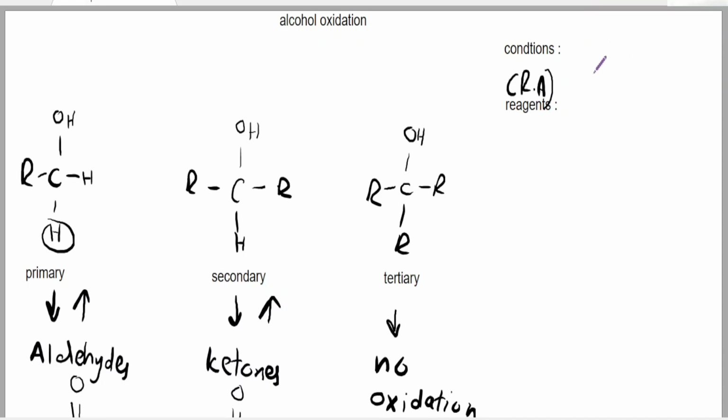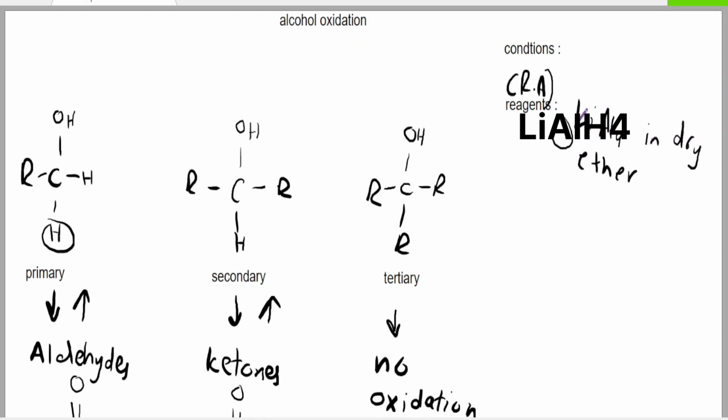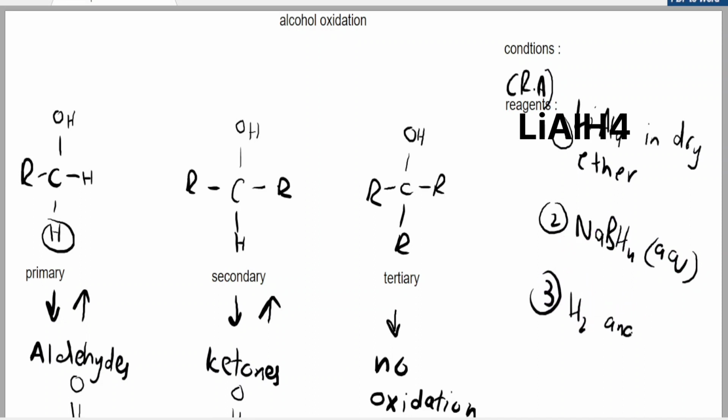The first one, which is the most popular, is lithium aluminum hydride in dry ether. This is the first reagent. The second reagent that I can use is NaBH4, which is aqueous. And finally, the third reducing agent is hydrogen and nickel catalyst. Now, this is popular also in alkene reactions, and I'll explain why that is important. But these are the three reducing agents I can use. And the condition for both of the first two reactions is I heat under reflux. And for the hydrogen and nickel catalyst, I simply use both of these.